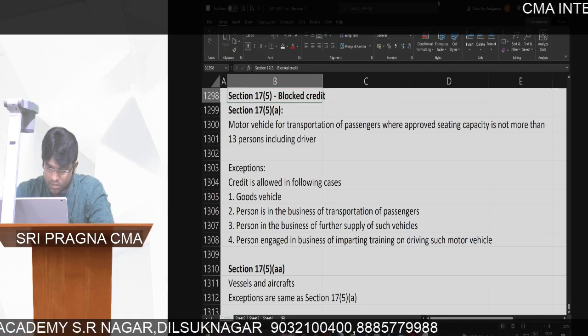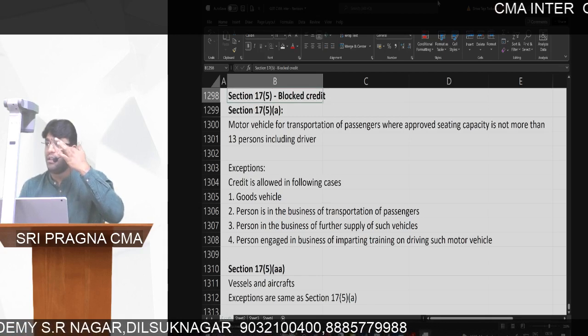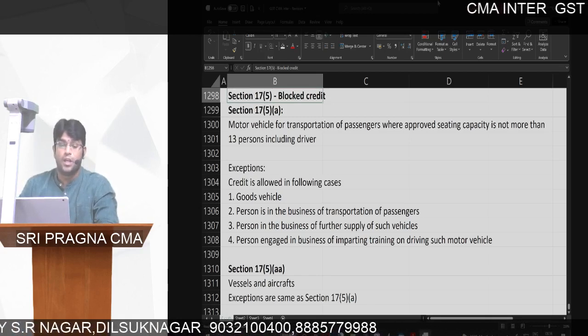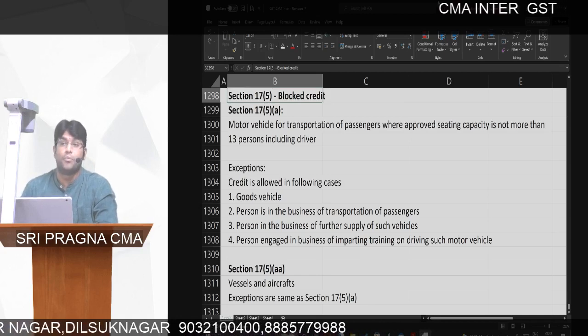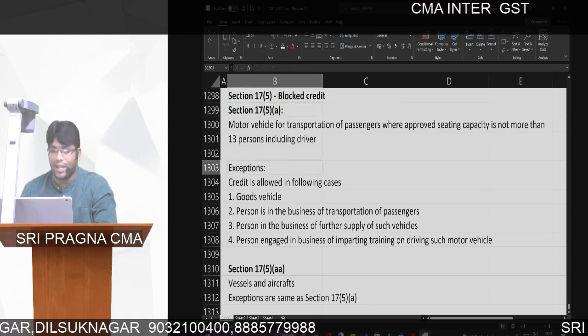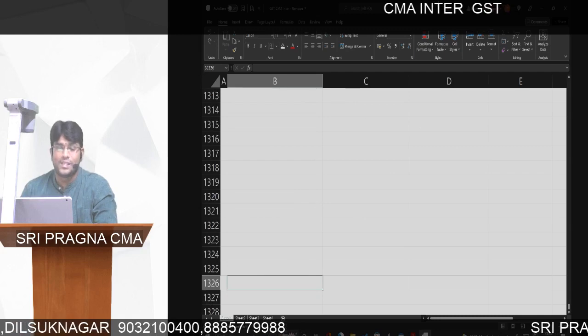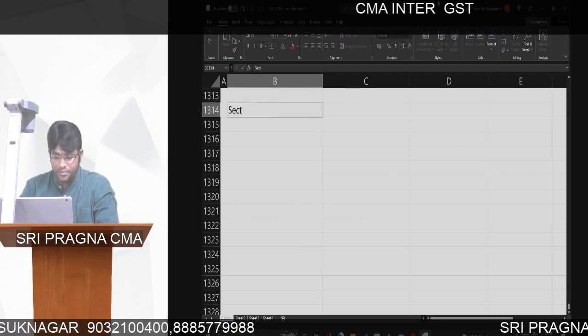So done. Come on, what is 17.5 class A? Motor vehicle where seating capacity is not more than 13 persons including driver. 17.5 class AA, vessels and aircrafts. Next.